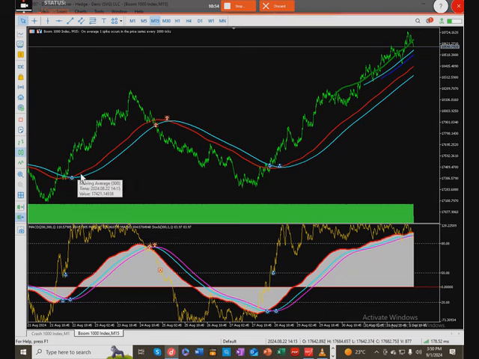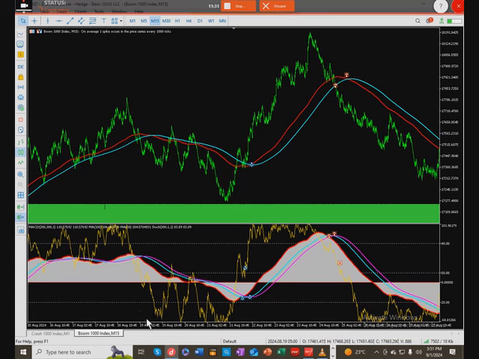Now, what I like the most to trade on Boom and Crash, I like to trade on Boom. I like to take buy positions. And on the sell positions, I like it, but not more than the buy positions. That's how it works.